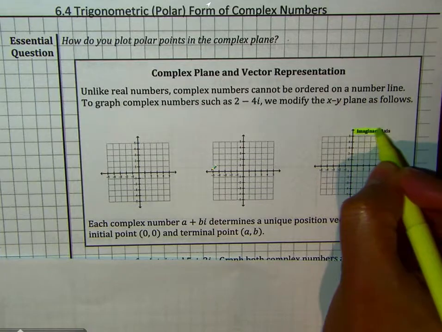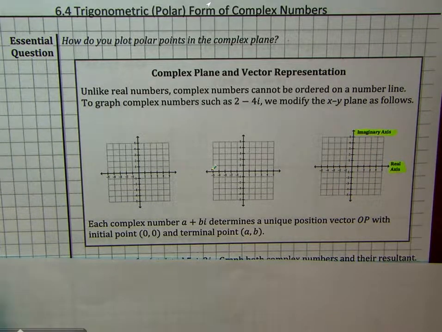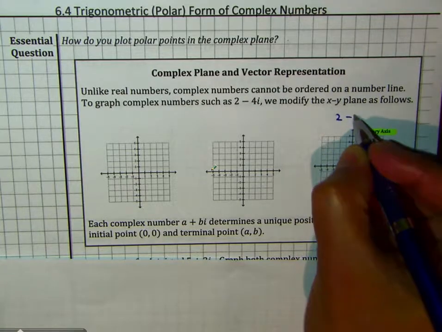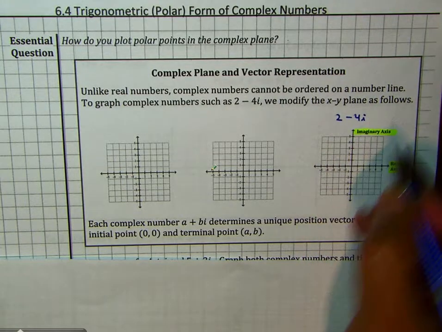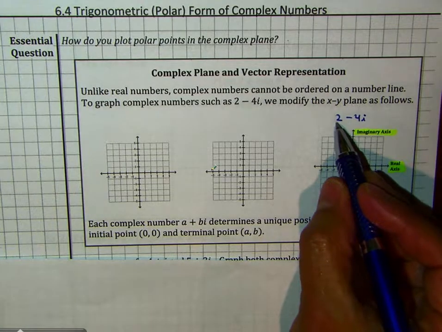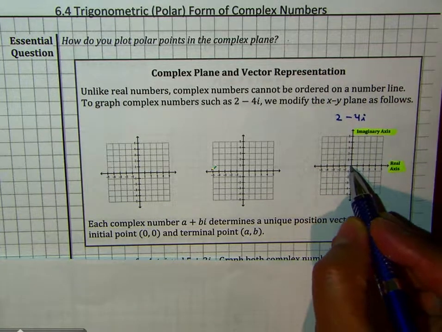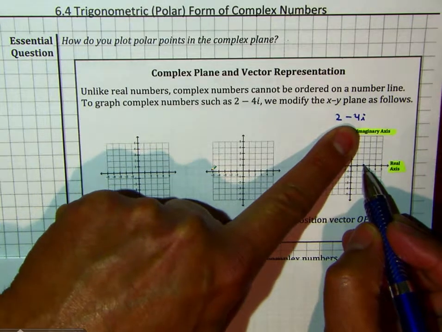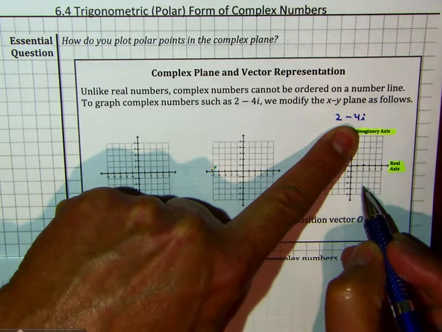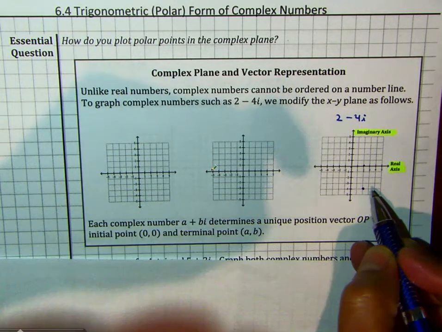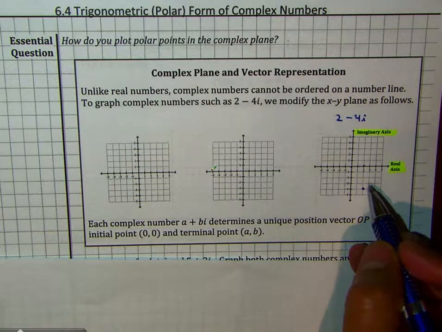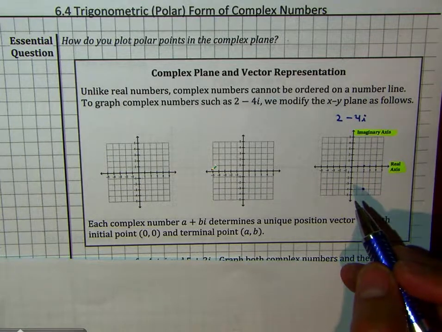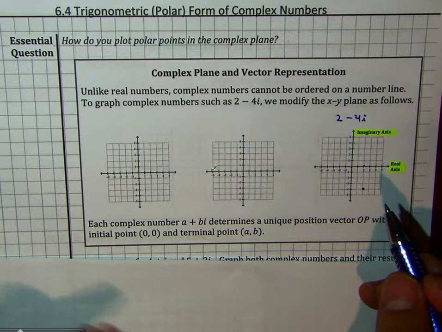and what used to be your y-axis is now your imaginary axis. So whenever we plot the following point, 2 minus 4i, 2 is your real part, so we're going to be moving to the right 2. -4 is your imaginary part, so we're going to go 1, 2, 3, 4. In Algebra 2, you plot it as a point, and in math analysis, we're going to write it down as a vector representation.